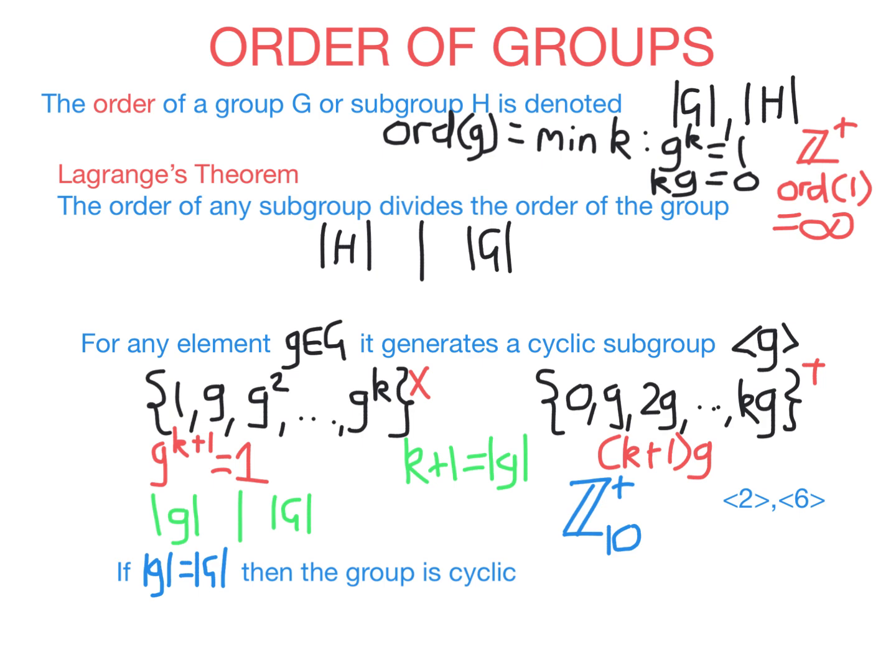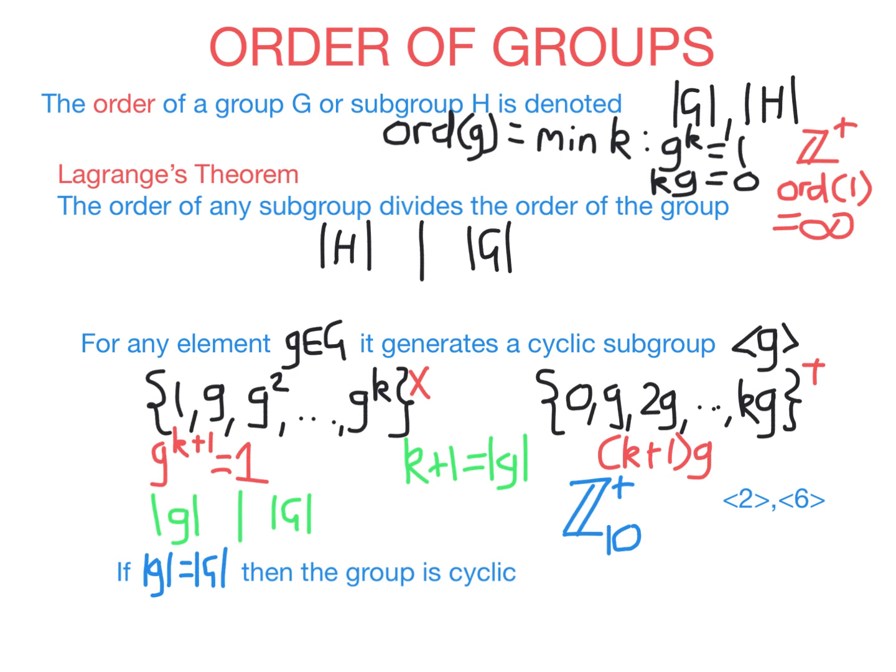Now, in this case here, the order of G must be k plus 1. The only way this can be a subgroup is if I multiply by G again, I get the multiplicative identity. So the order of G in this group is k plus 1. Notice that k plus 1 is precisely the number of elements in this cyclic subgroup generated by G.